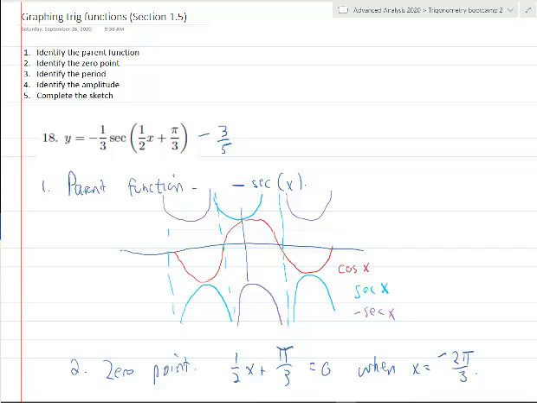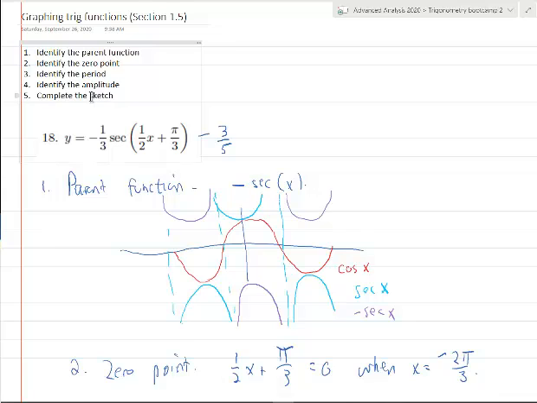All right, I want to say something about graphing of trig functions. I talked about this in class, but I think maybe I need to present a more systematic approach. So I'm going to present an approach in 5 steps. 1, identify the parent function. 2, identify the 0 point, and I'll explain what the 0 point is. 3, identify the period. 4, identify the amplitude. And 5, complete the sketch.